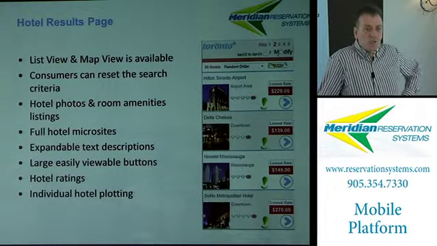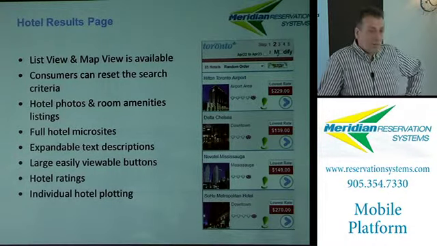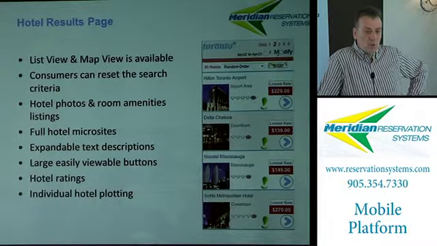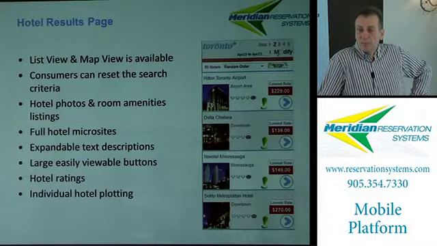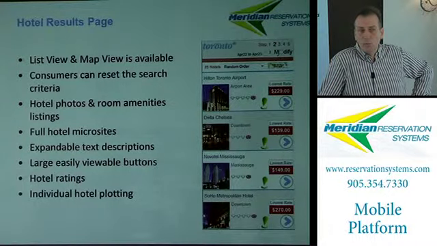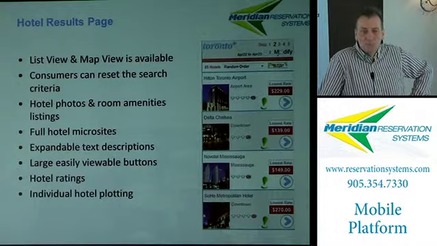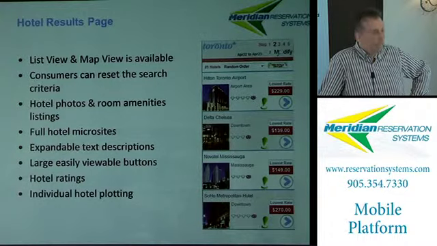After consumers actually hit this screen, you can resort the search criteria. Just like on the desktop version, you can resort it according to the alphabetical order of the hotel names, pricing from low to high, pricing from high to low, a CAA rating. We've not lost any of that whatsoever.